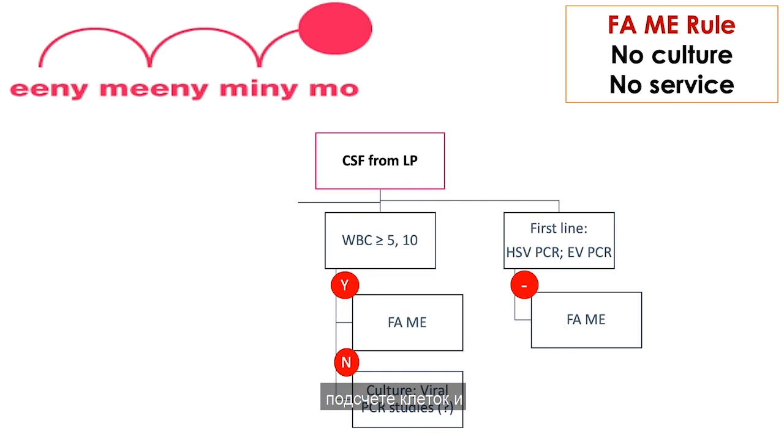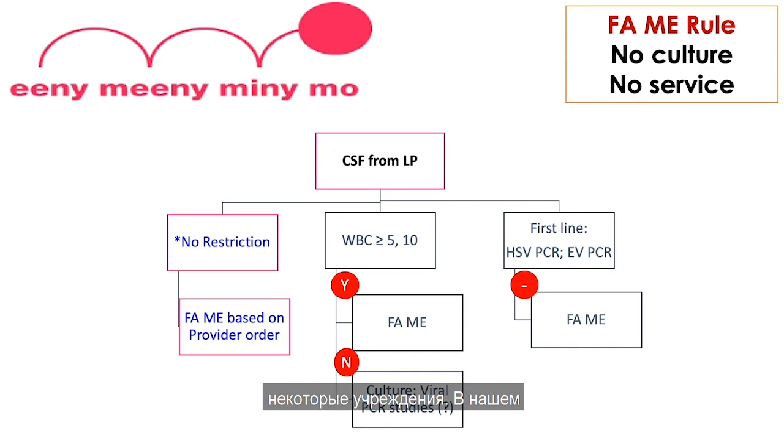Another approach is to base it off of cell count, so the presence of pleocytosis. If yes, there is presence of pleocytosis, you can perform the FilmArray panel. If negative, maybe not, and you just reflex to culture. And so that's an approach that some institutions have used.